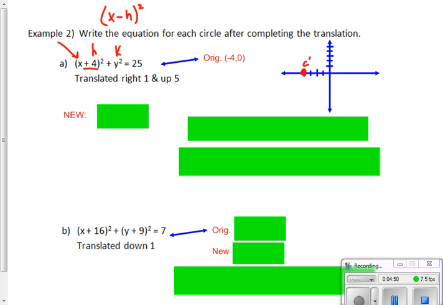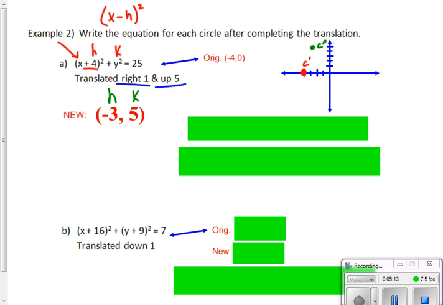That point is going to be translated to the right 1 unit and up 5 units. So I would go to the right 1, up 5. There's my plot. Here's my new center point. That new center point is an ordered pair, which would be (-3, 5). So basically that is your new h and k values.